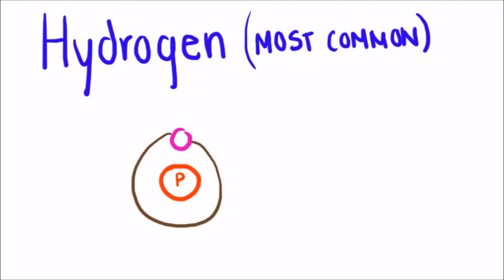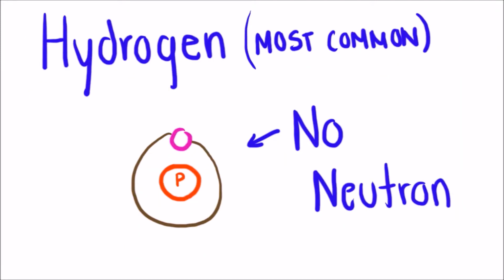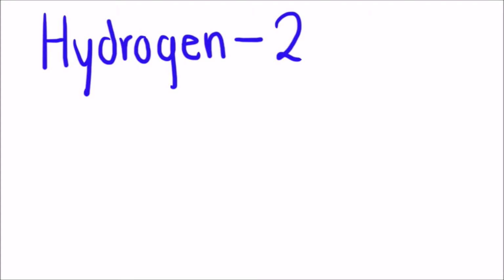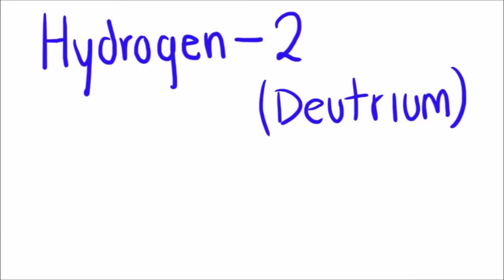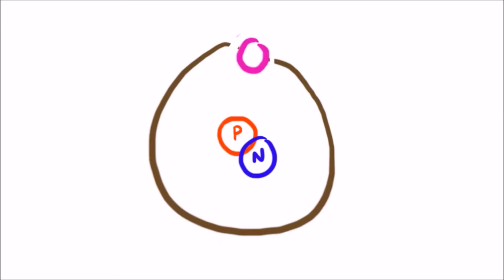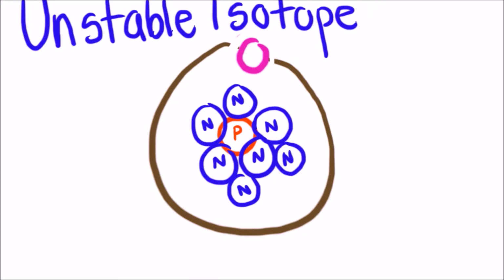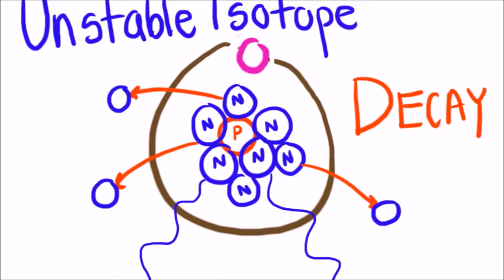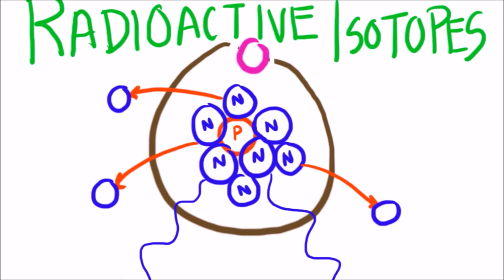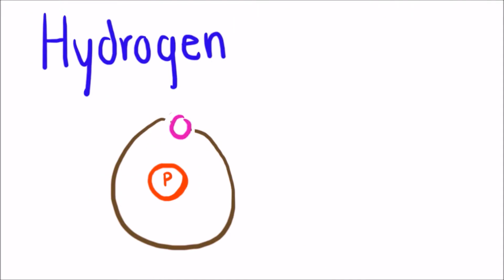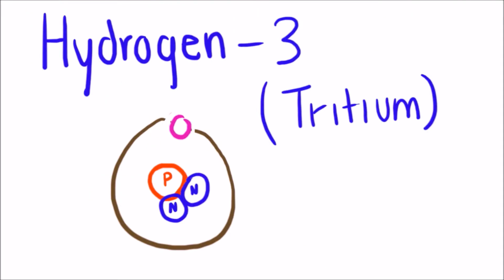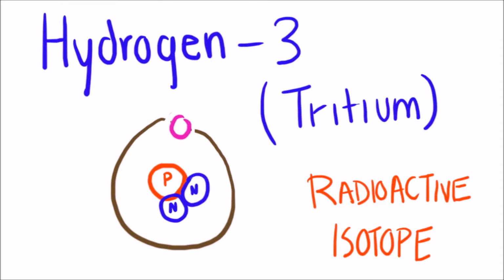Take hydrogen for example. The one we're familiar with has one proton and no neutrons, but hydrogen has a naturally occurring isotope called hydrogen-2 or deuterium that has one proton and one neutron. However, too many neutrons can destabilize a nucleus. An unstable isotope tries to become stable and thus starts to decay. These are called radioisotopes. Now back to the hydrogen example. Hydrogen has another isotope called hydrogen-3 or tritium, a radioactive isotope with one proton and two neutrons.